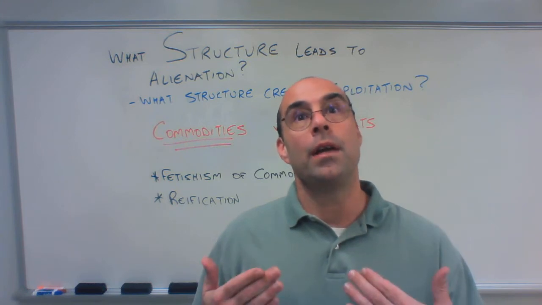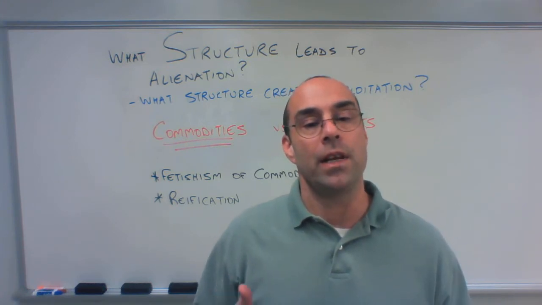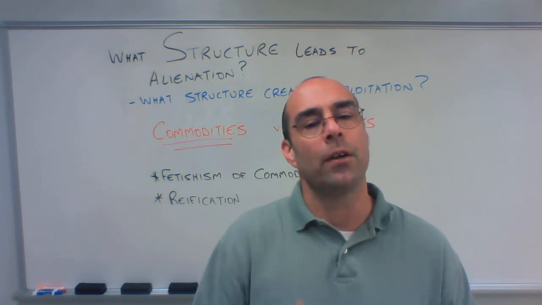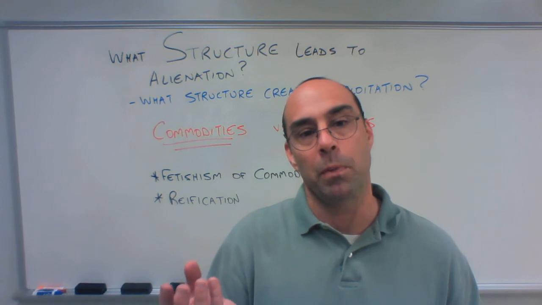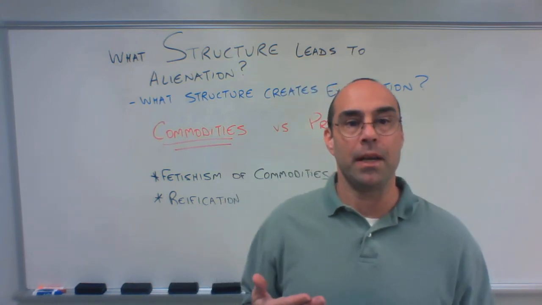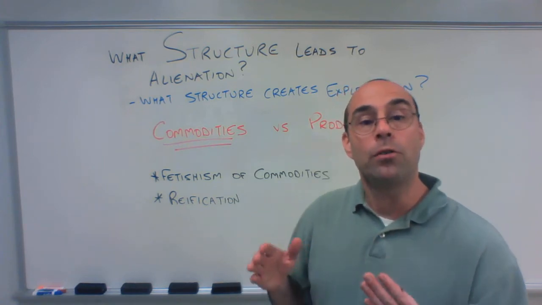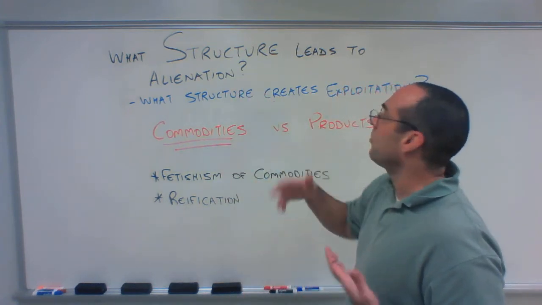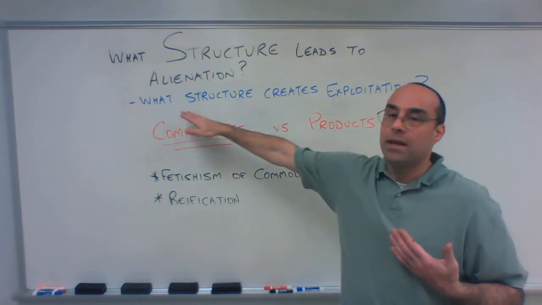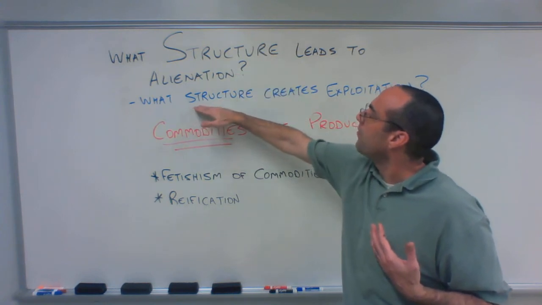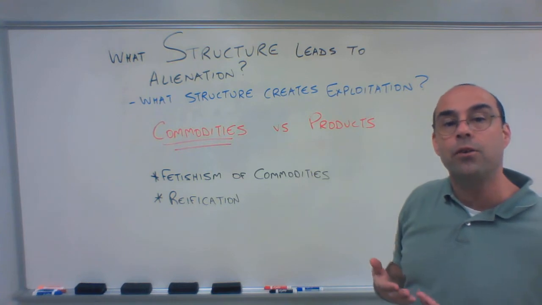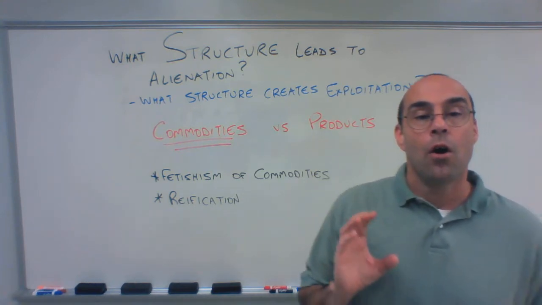Now, in order to get to the idea of alienation, he had to sort of stop off at exploitation. So he felt as though the key to capitalism was exploitation, that relationship where somebody uses somebody else. But ultimately, what he wants to get at is alienation. So I've got the question, what structure leads to alienation? In getting to this, we've got to first of all get to this idea, what structure creates exploitation, that using of things.